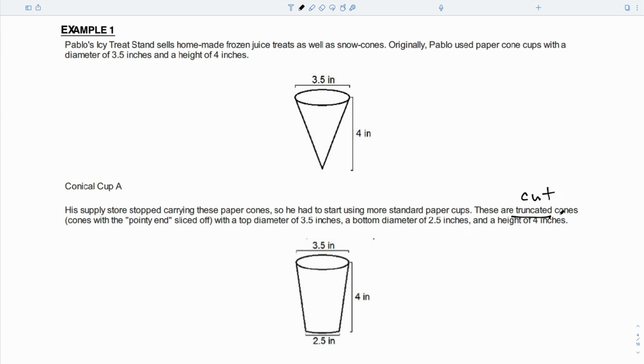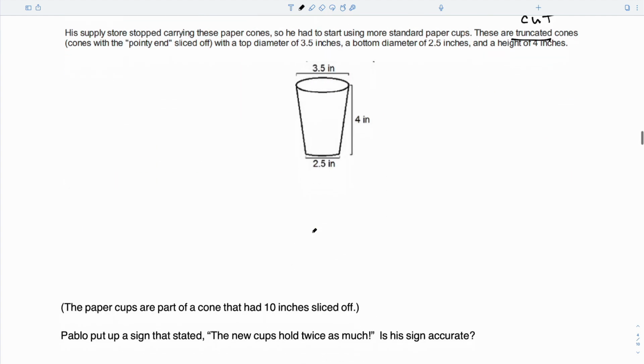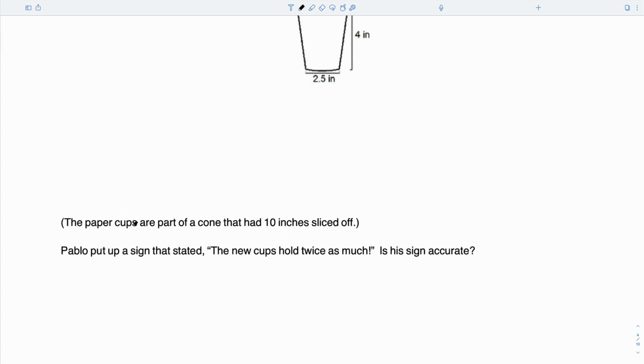Truncated means cut. They're cut cones that have this pointy end sliced off. The top diameter is 3.5, the bottom is 2.5, and the height is 4 inches. So our goal is to say if this is accurate.